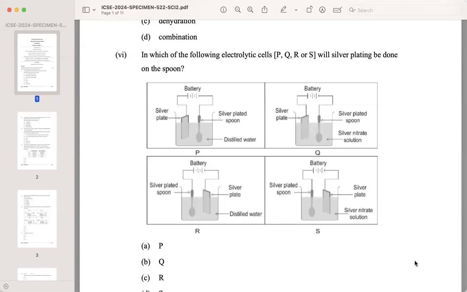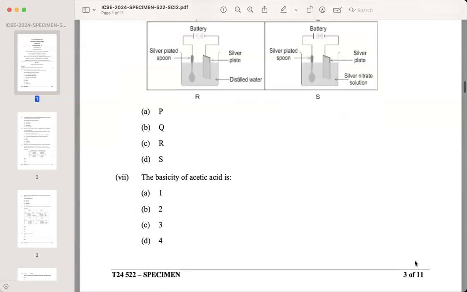Whatever article has to be electroplated will always be placed at your cathode, not at the anode. So diagram Q is the correct representation for the silver plating on the spoon to be done. So your correct answer is B, that is Q.